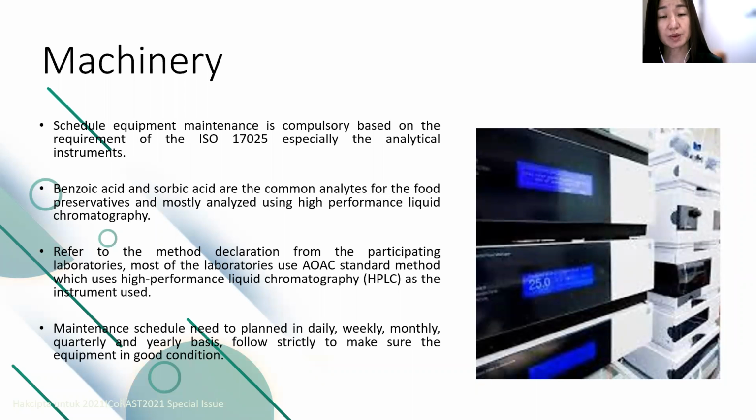Scheduled equipment maintenance is compulsory based on the requirement of ISO 17025. The maintenance schedule needs to be planned on a daily, weekly, monthly, quarterly, and yearly basis. And the lab needs to follow it strictly to make sure the equipment is in good condition.